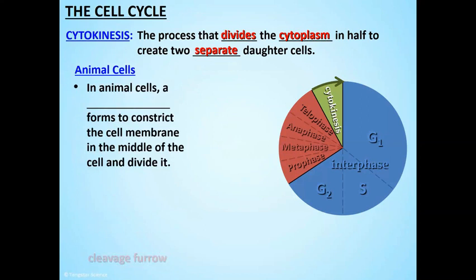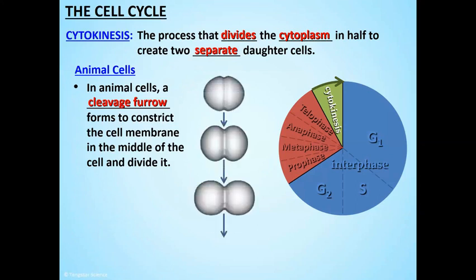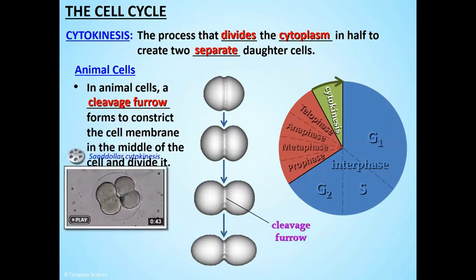In animal cells, it is called a cleavage furrow. They form to constrict the cell membrane in the middle of the cell and divide it. So it looks like that. You can see like this furrow that has begun, this cleavage furrow that helps to divide. That's in all animal cells. Plant cell looks a little bit differently.